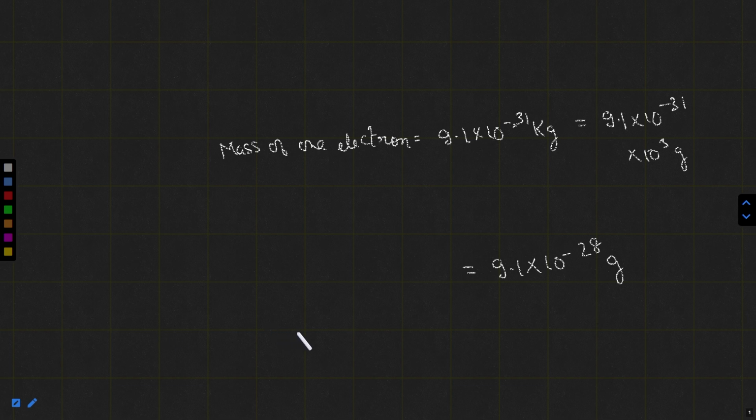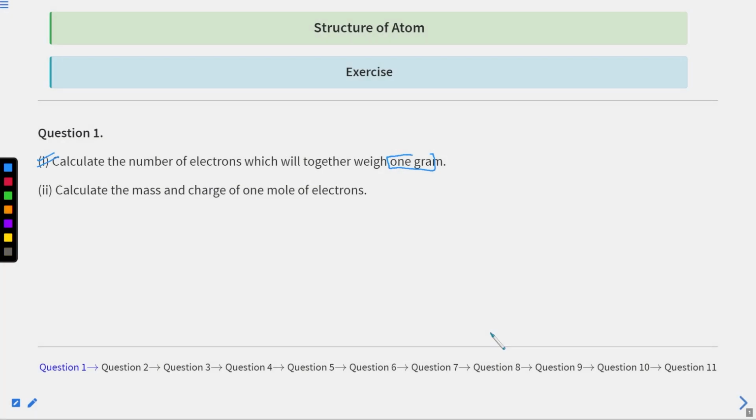Now in 1 gram, how many electrons will be there? So this is just a simple unitary method. If one electron weighs this much, then 1 gram will be equal to 1 by 9.1 into 10 to the power minus 28 gram. When you calculate this, you will get your number of electrons. Clear? Okay.